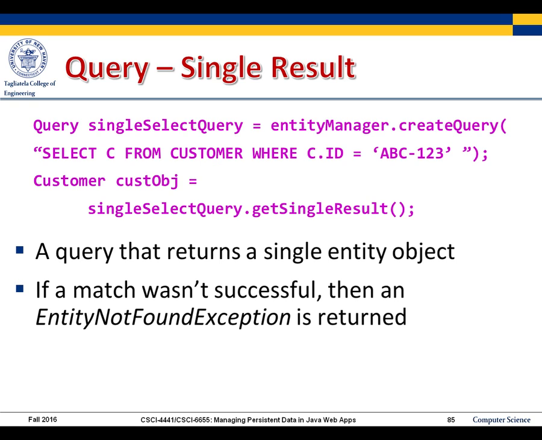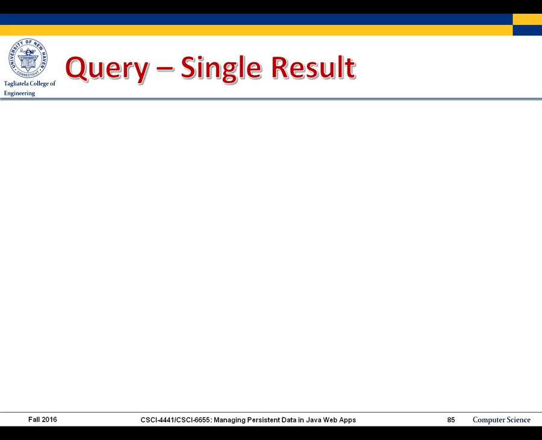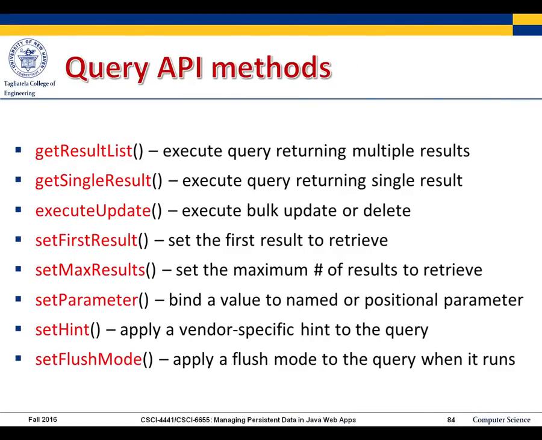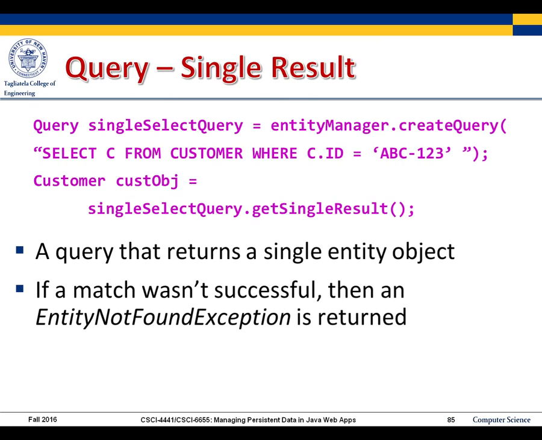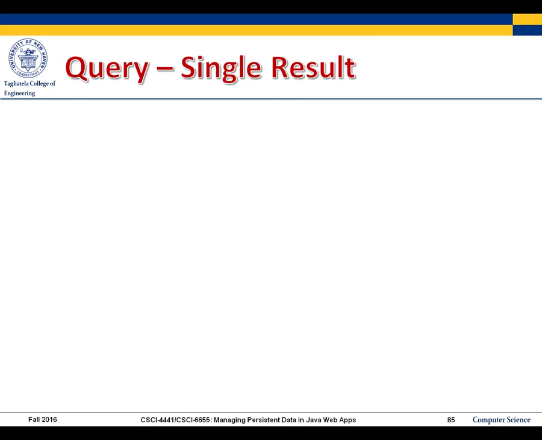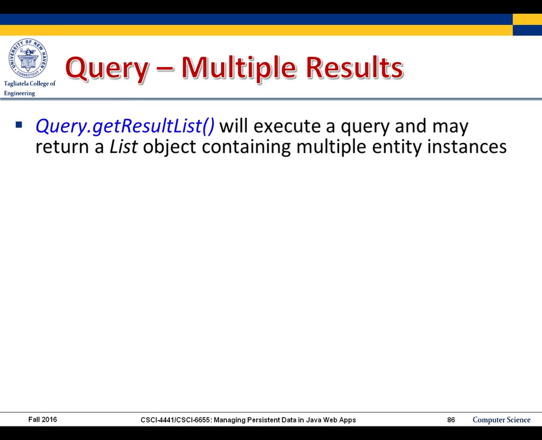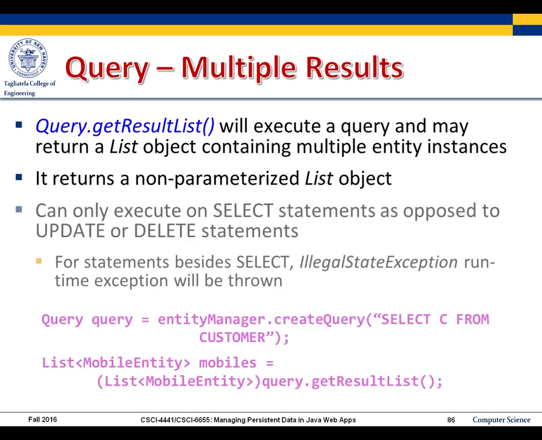This particular one returns a single entity. If there's no match, then it throws this exception, okay? If more than one comes back, that also throws a non-unique exception back, okay? Which is why you're probably more inclined to use this one, because you get rid of one of the exceptions. Get result list will return a query and will return a list object with one or more. Zero would be a problem.